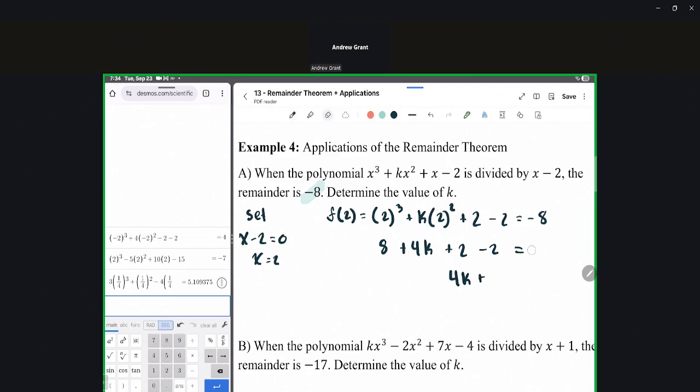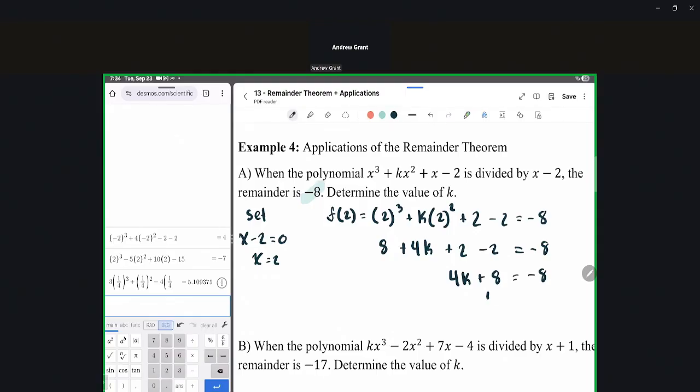Oh, I saw the mistake. Let me go up there. I should say that 8 plus 4k plus 2 minus 2 is equal to negative 8. So 8 plus 2 is 10. 10 minus 2 is 8. So 4k plus 8 will be equal to negative 8.